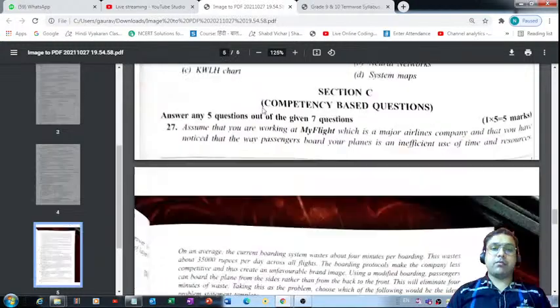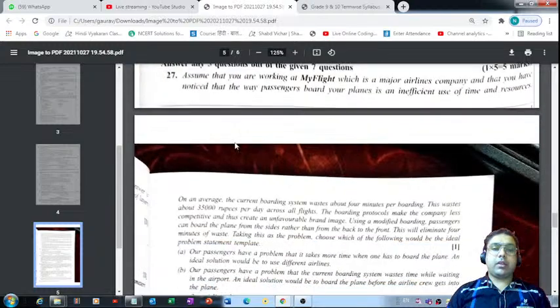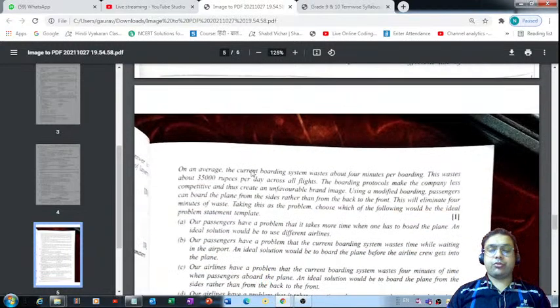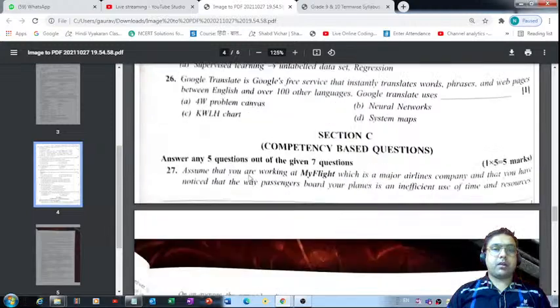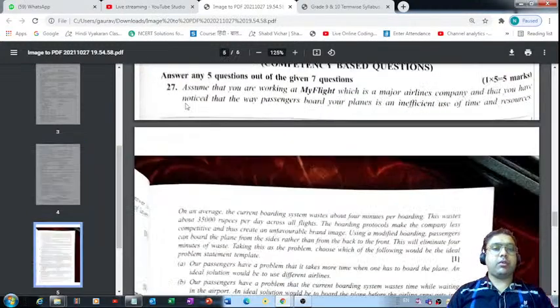Let's come to section C, which is based on competency based questions. Again, you are given 7 questions, out of which you have to do only 5, right? These are some case-based study questions given to us in this section C. Let's check out the first question.